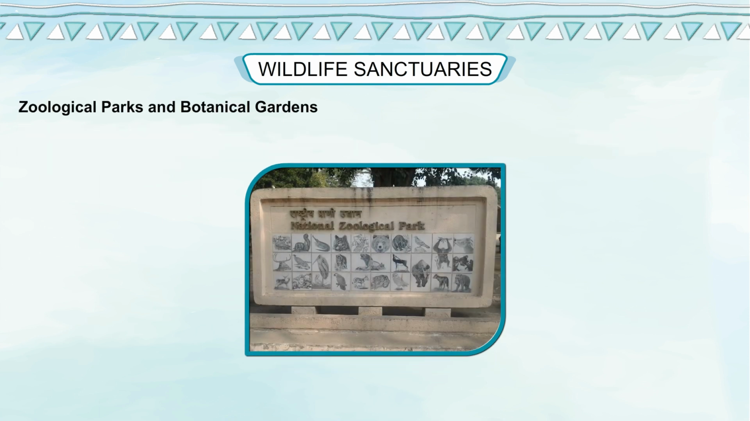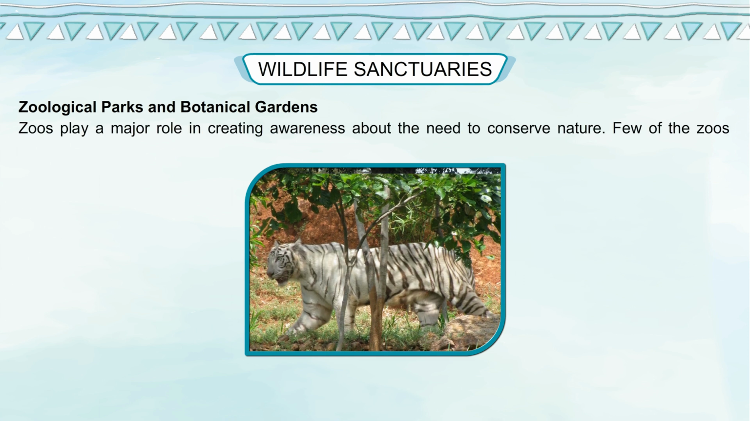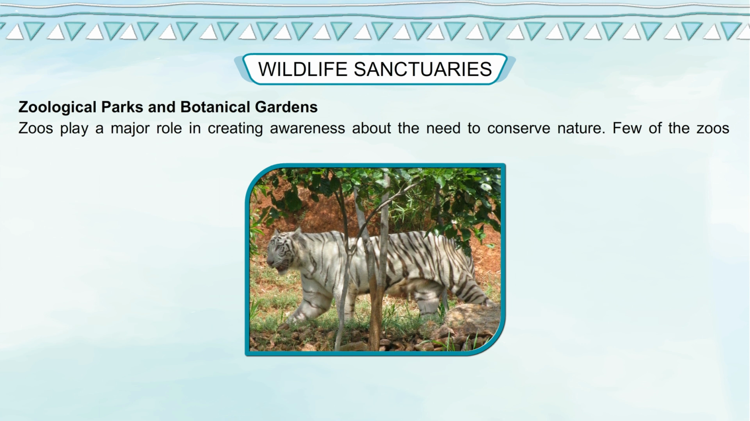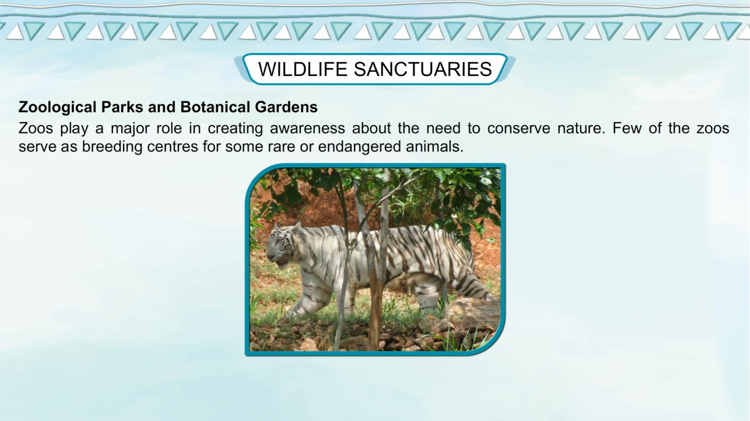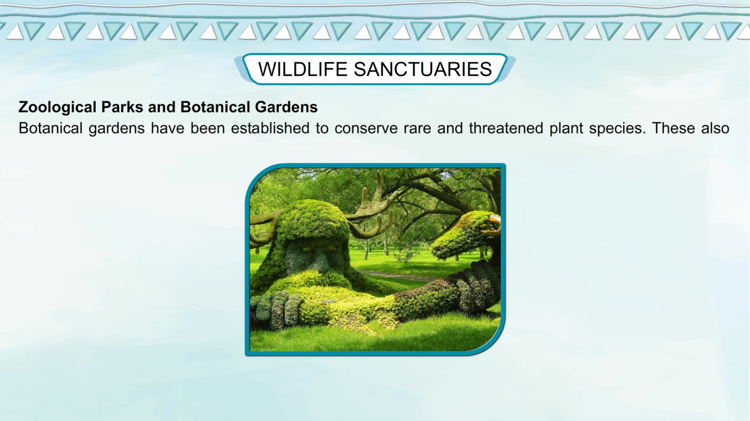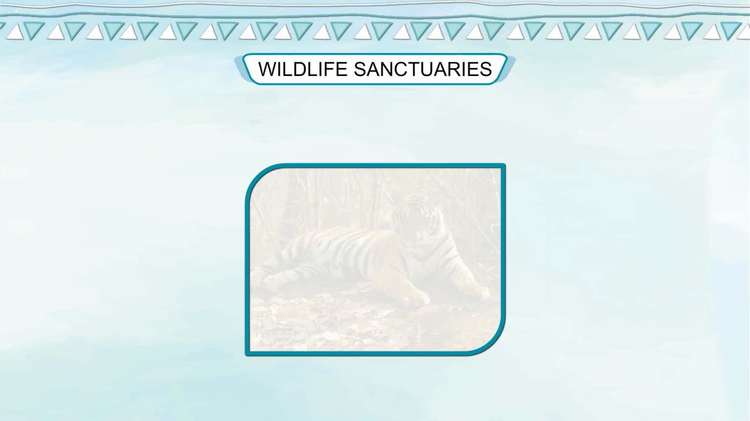Zoological parks and botanical gardens. Zoos play a major role in creating awareness about the need to conserve nature. Few of the zoos serve as breeding centers for some rare or endangered animals. Botanical gardens have been established to conserve rare and threatened plant species. These also serve as a seed bank and have reserves of seeds of several species of plants.